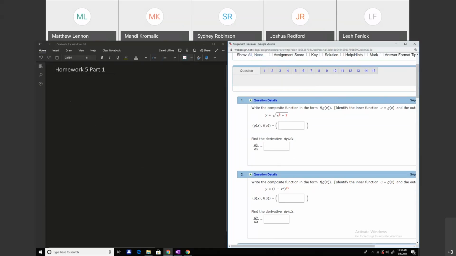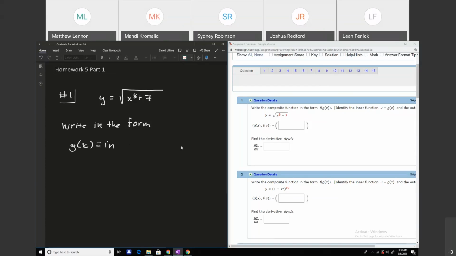So let's look at number 1. Number 1 looks more difficult than number 2 to me. So we've got y equals the square root of x to the 8th plus 7. So they want to basically write it in the form g of x, which we normally write as the inside, and then f of u, which I'm generally calling the outside. So let me just write it using that notation.